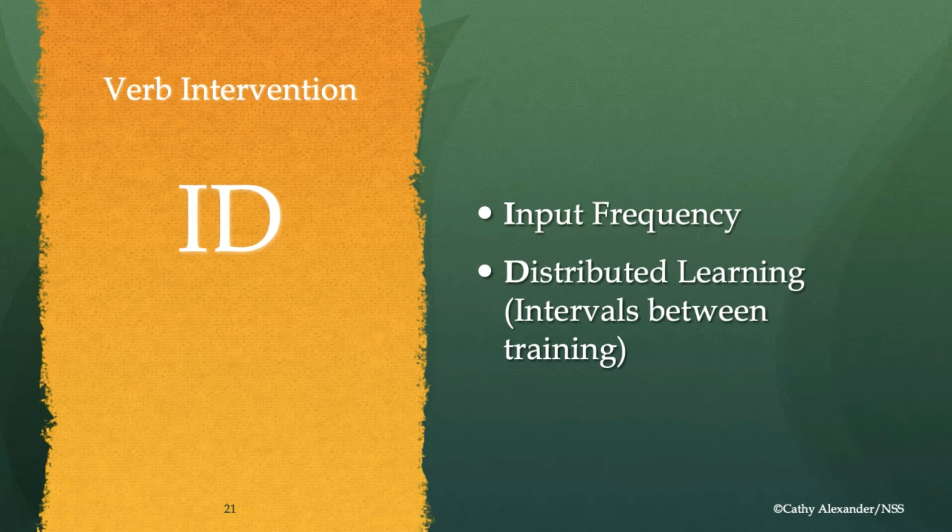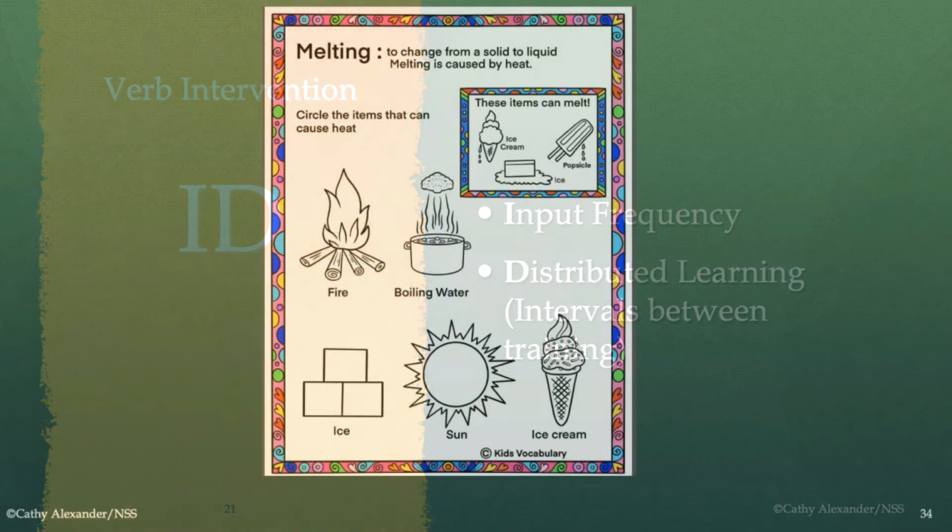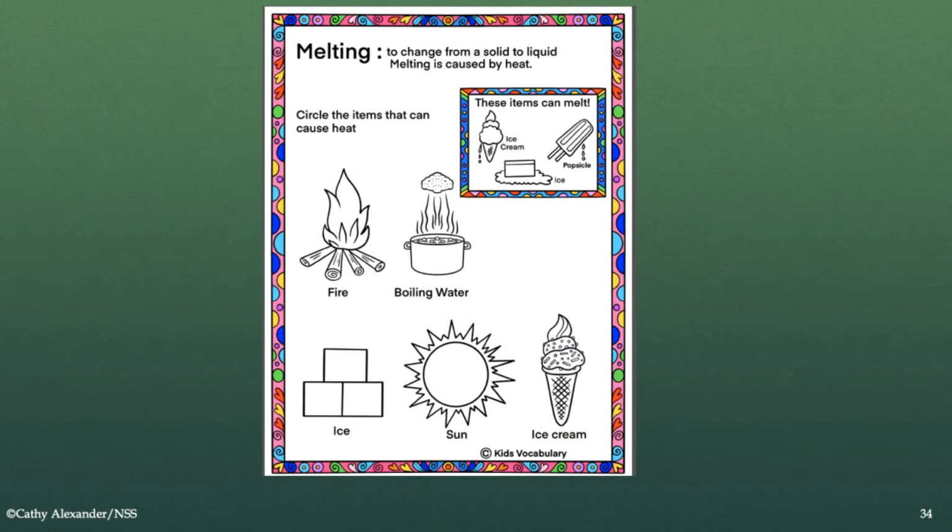Pre-plan for booster sessions. It is important to teach children the reason something melts is because of heat. Have the students circle the items that can cause heat. This is in your handouts as well. This handout would be excellent for distributed or spaced learning in your booster sessions to revisit the word melt. Remember, children with language impairment have difficulty remembering verbs, so we need to pre-plan for booster sessions.